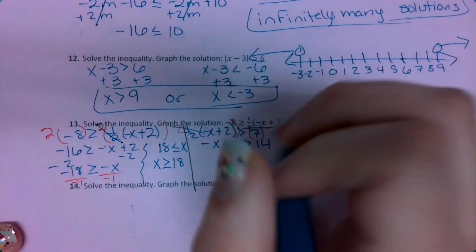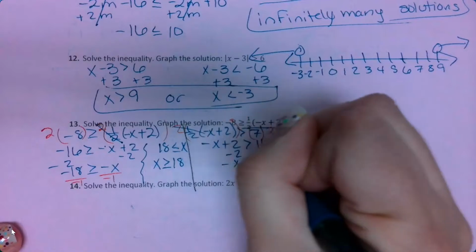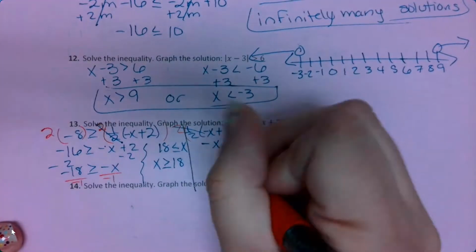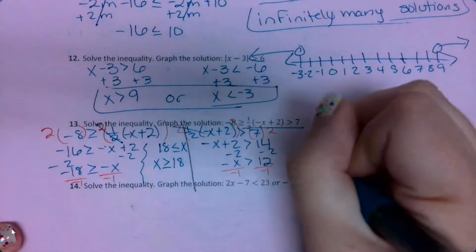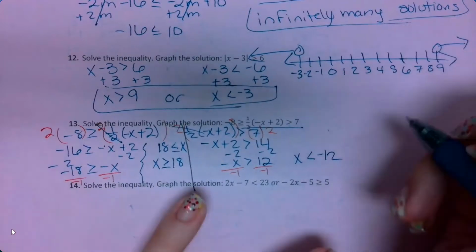Then I want to go ahead and subtract 2 on both sides. So I get negative x is greater than 12. And I want to divide both sides by negative 1. So I get x is, my inequality flips, less than negative 12. So I want to put this on a number line.